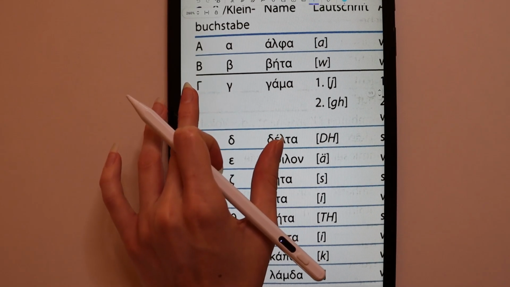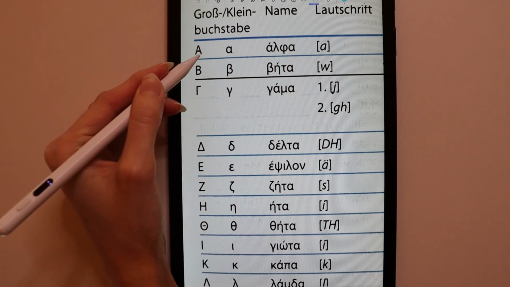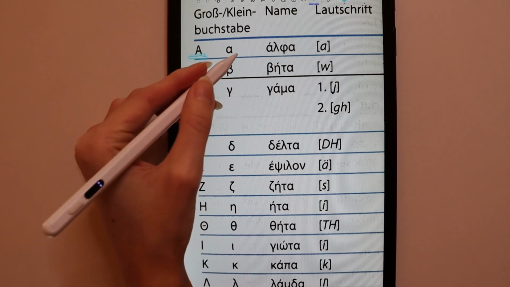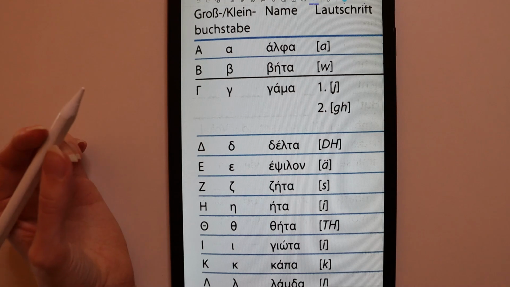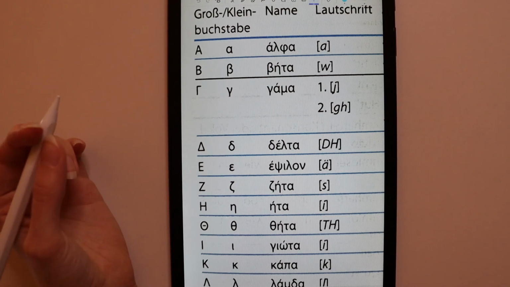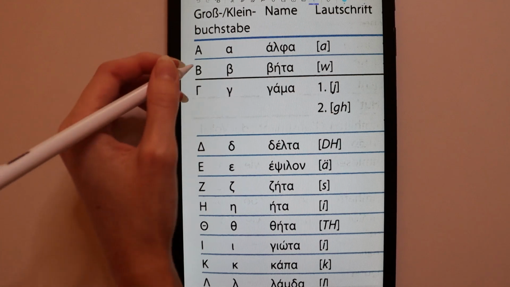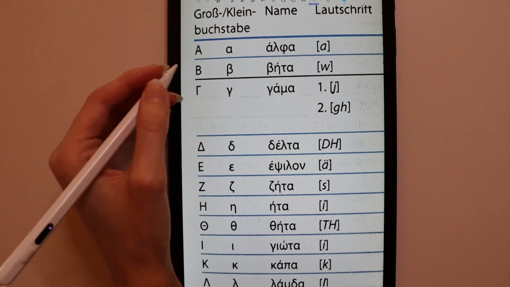Alpha, and it's also written as in the Latin alphabet. So really similar also to English and just to all the languages which use the Latin alphabet. Alpha.